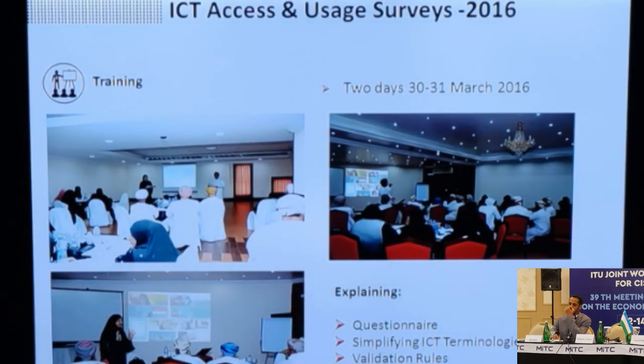Before going to the fieldwork, we had a training of 2 days. We trained the survey enumerators, or interviewers, on the questionnaires. Also, we simplified ICT terminologies. This is one of the biggest challenges, which we'll mention later on, in order to make sure we deliver the proper definitions related to ICT. Then we explained every validation rule in the questionnaire in order to collect accurate data from the fieldwork.